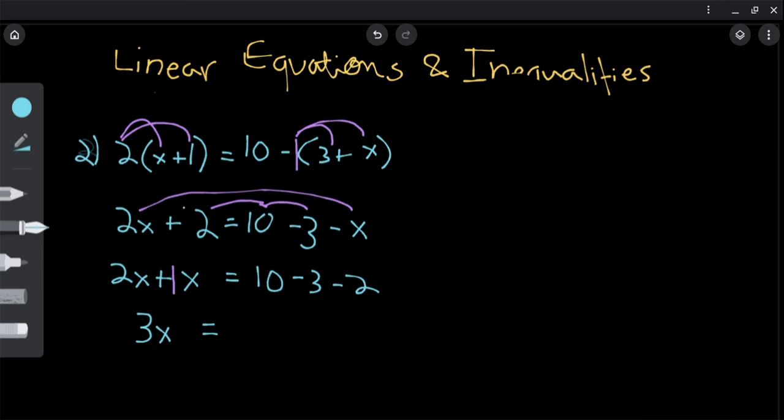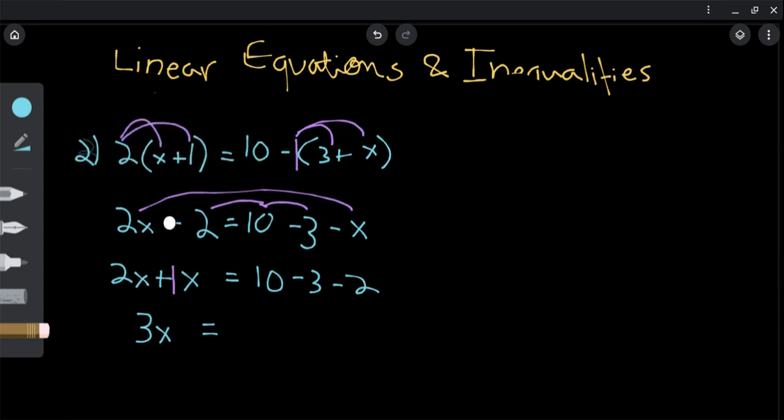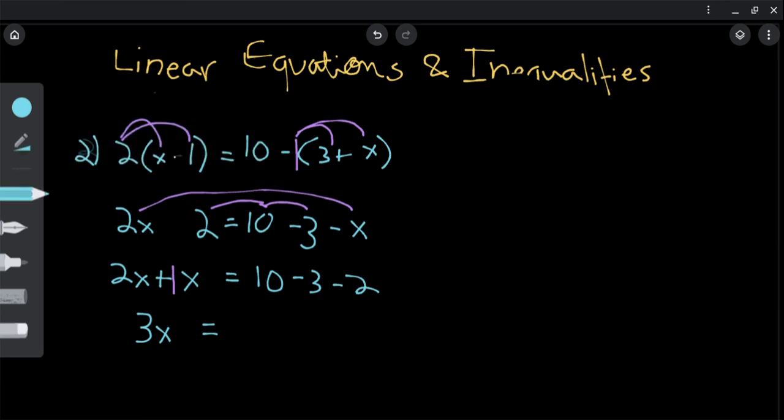Oh my god, I'm sorry. Okay, my bad. So I just checked the problem, and this is actually a minus sign. So, my bad. This is minus, and this is minus. So, because it's minus over here, it's going to be plus over here. So, 10 minus 3 is 7, and 7 plus 2 is 9.